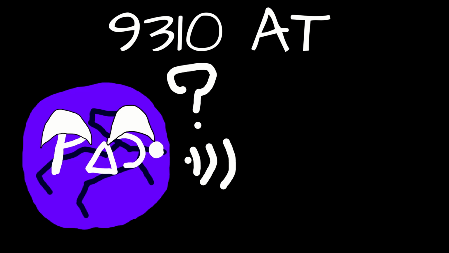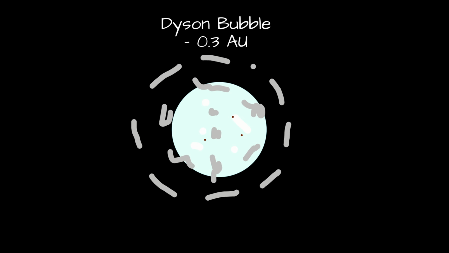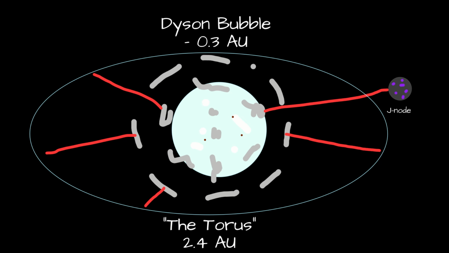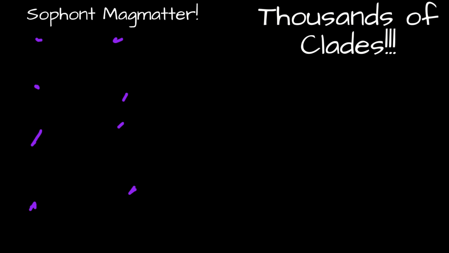In 9310 AD, a ship from the Perseus Arm Defense Organization investigated the system after a mysterious megastructure was discovered there and contacted the local architect. The star was an A-type star, which was surrounded by a Dyson bubble 0.3 AU away, which beamed energy to a J node in the torus, which has a major radius of 2.4 AU and a minor radius of 1.5 kilometers. Eventually, a civilization of softened magmatter creatures emerged in the torus and self-modified and pro-evolved, creating thousands of clades.